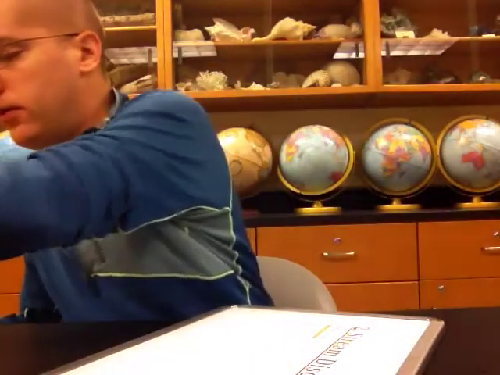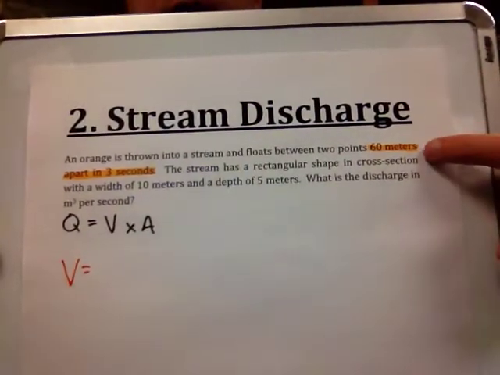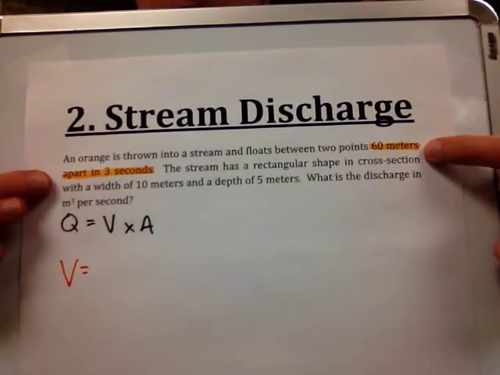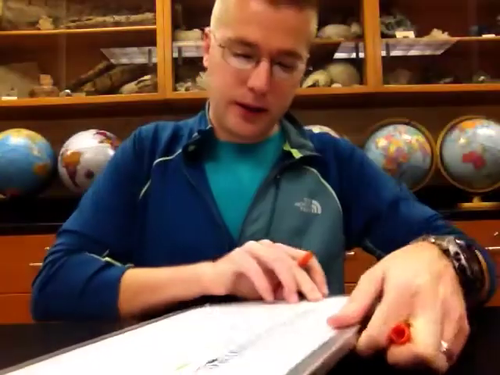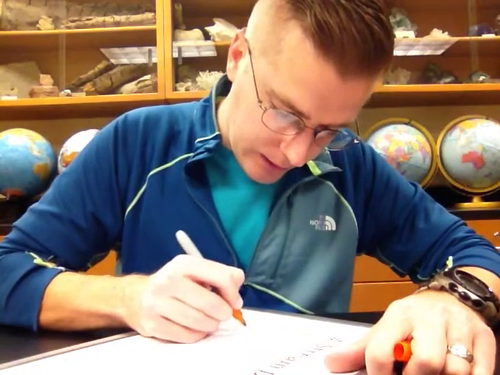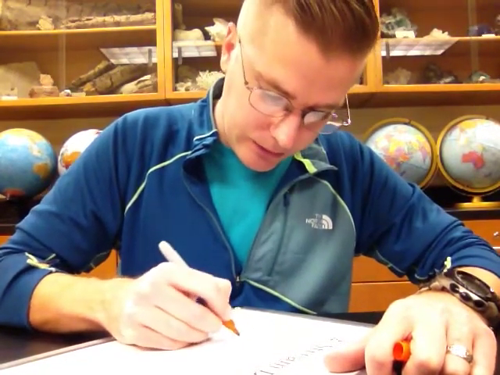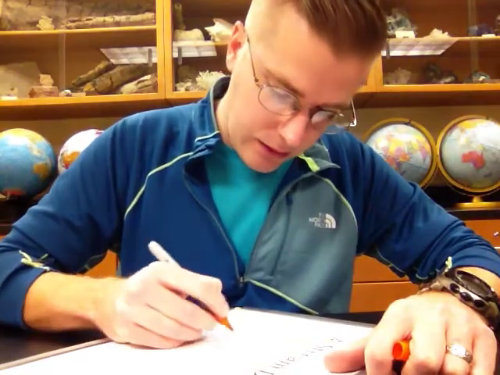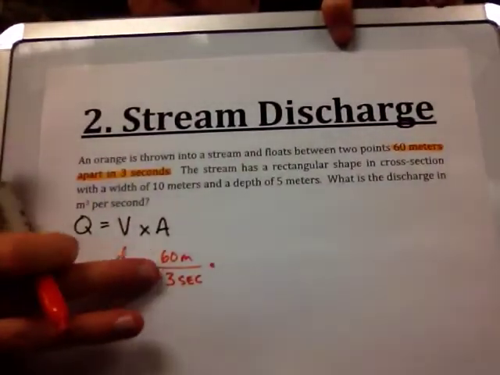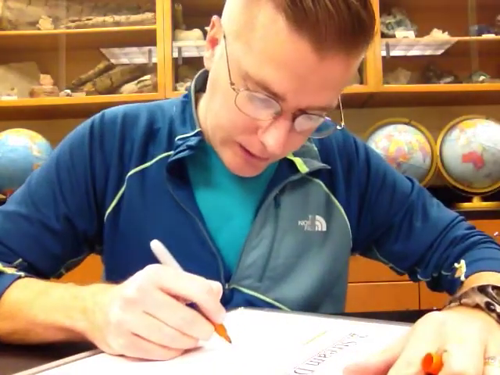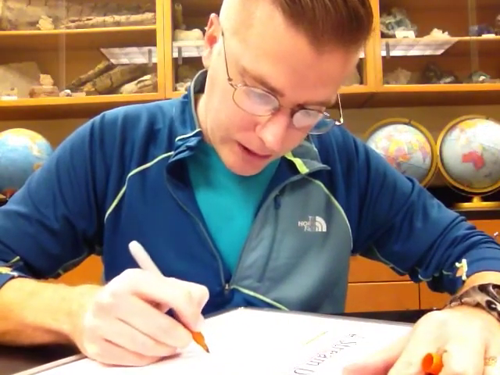So we know when solving for velocity, looking at what we've been given, our distance is 60 meters and our time is 3 seconds. So I'm going to write d over t, and we're going to set that equal to 60 meters over 3 seconds. When we plug this into our calculator, or you might be able to do this in your head, 60 meters divided by 3 seconds is going to be 20 meters per second.